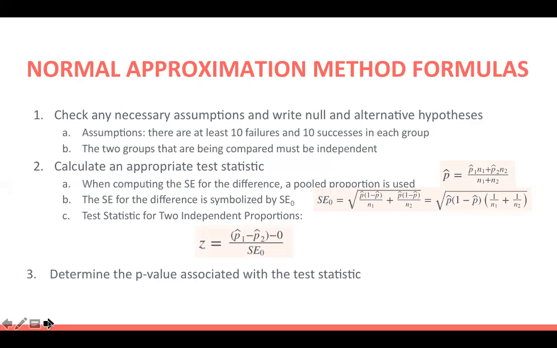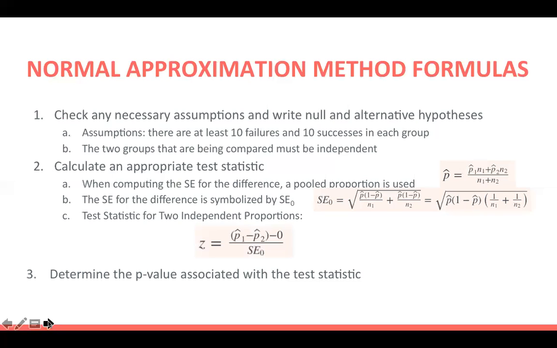So after we do that, we can calculate a test statistic. And when we're computing our standard error here, we use something called a pooled proportion. So this is different from a difference in proportions. So we calculate the pooled proportion in order to calculate the standard error. So the formula for the pooled proportion is p hat 1 times n1 plus p hat 2 times n2, and then you divide that number by n1 plus n2. So that is our pooled proportion. Once we get the pooled proportion, we can plug that into our standard error formula in order to get the standard error.